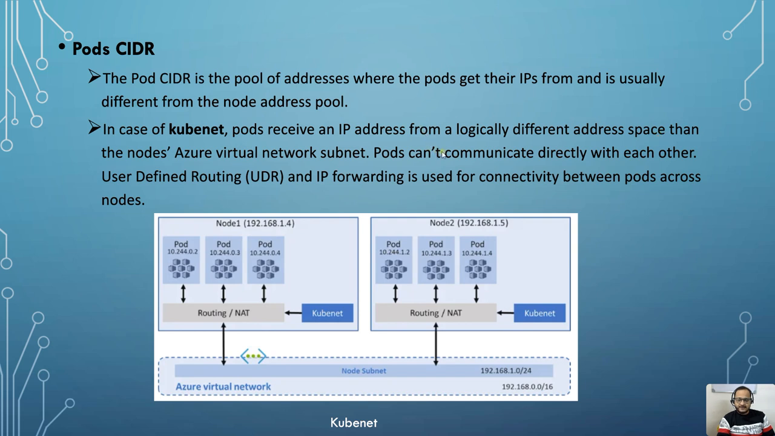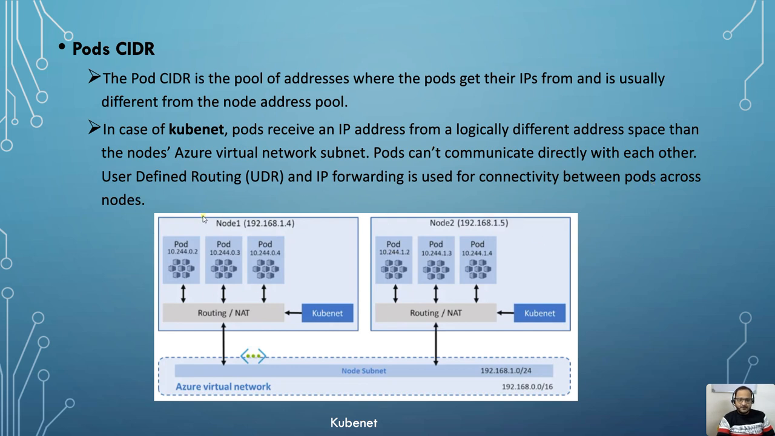This particular address space is completely separate from your virtual network. The subnet will not be part of your virtual network. Whatever IP addresses your pods receive, those IP addresses are completely different from your virtual network. Pods can't communicate directly with each other. User defined routing or IP forwarding is used for connectivity between pods across the nodes.